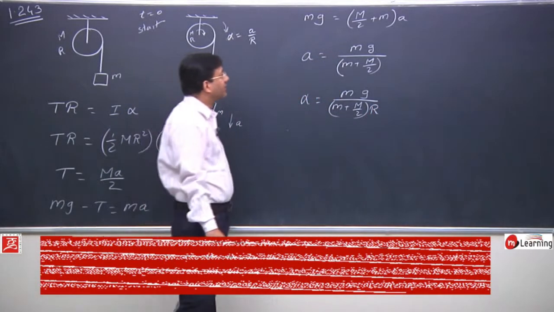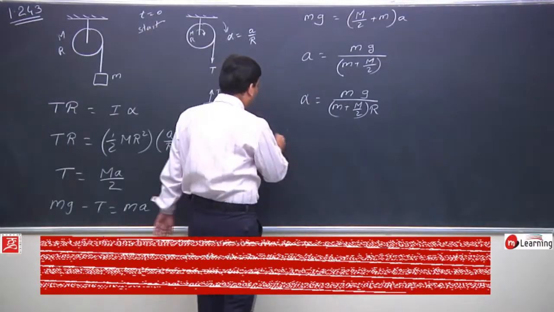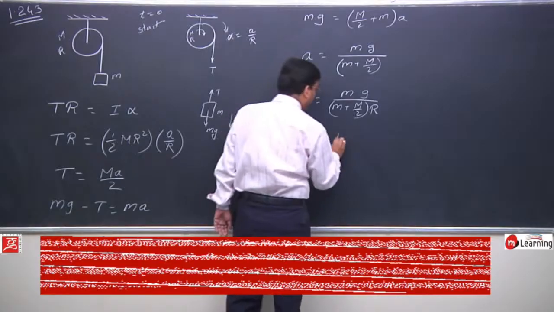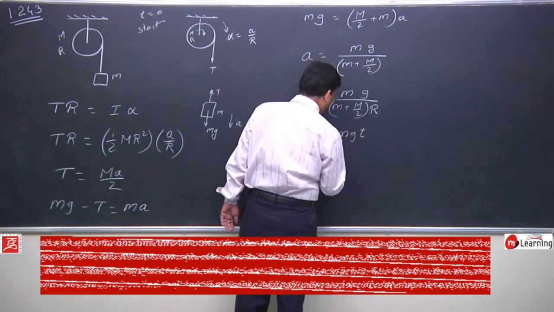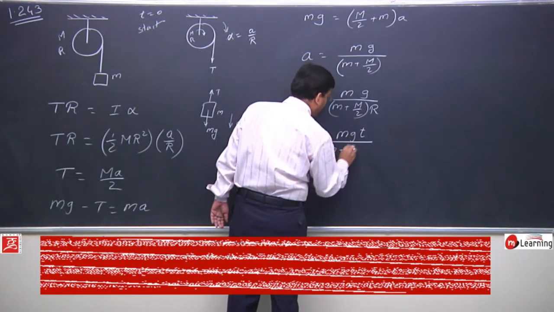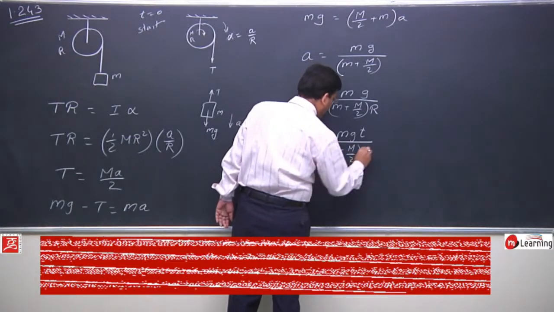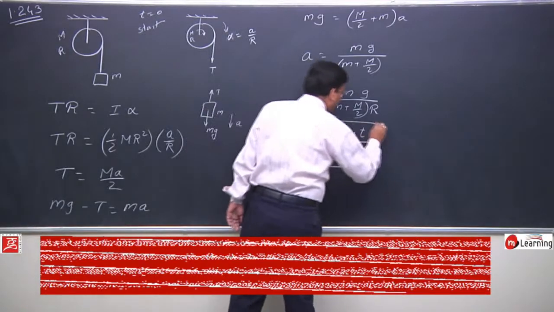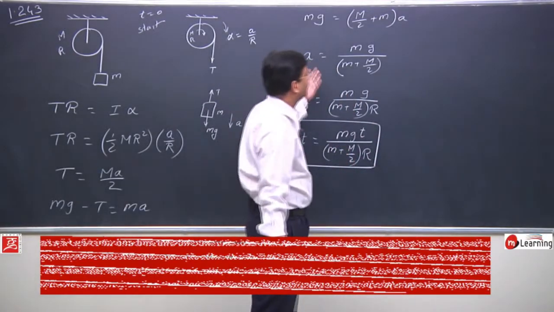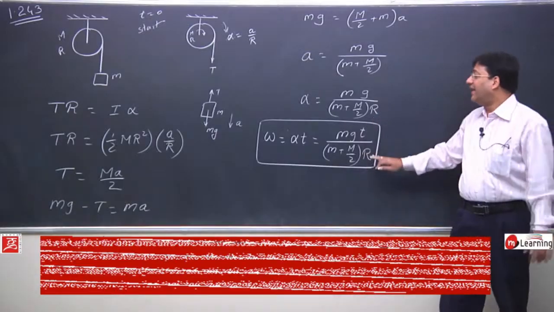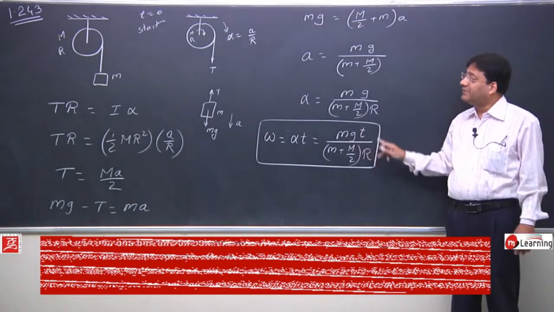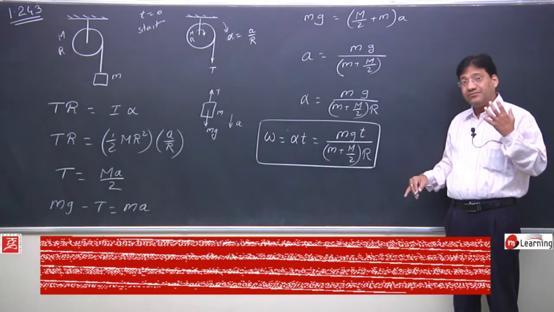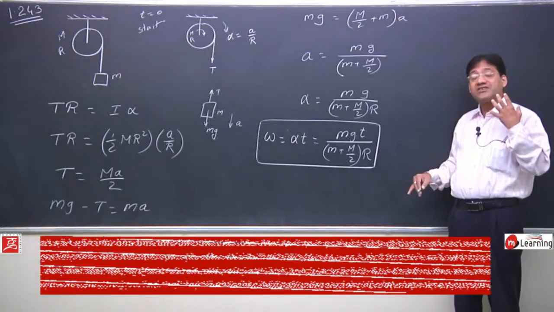This would give me the acceleration, and angular velocity is alpha into time. So this is mgt by small m plus capital M by 2 into r. This is the constant angular acceleration, and this is the angular velocity variation with time. Now, they asked what is the kinetic energy of the system as a function of time.